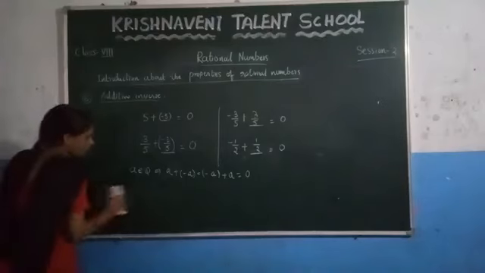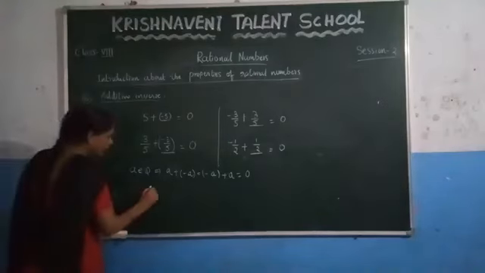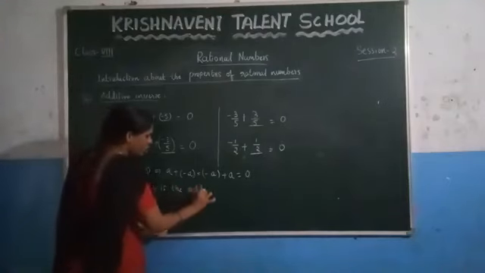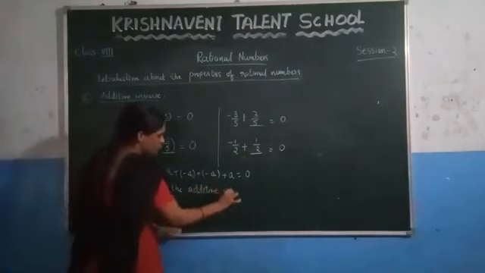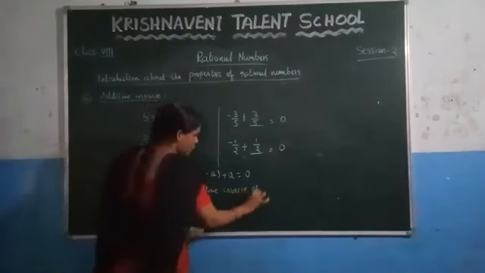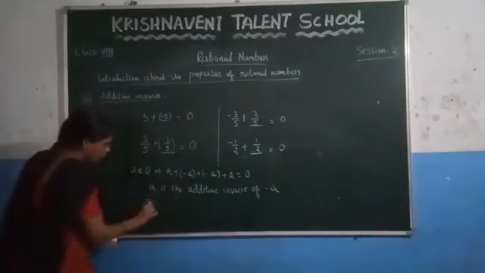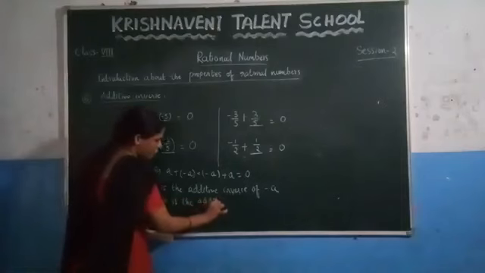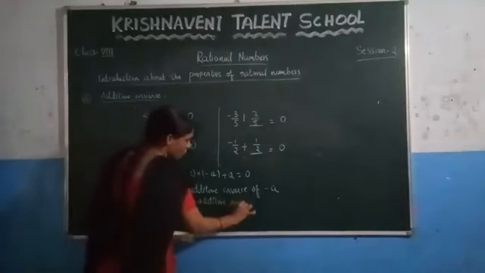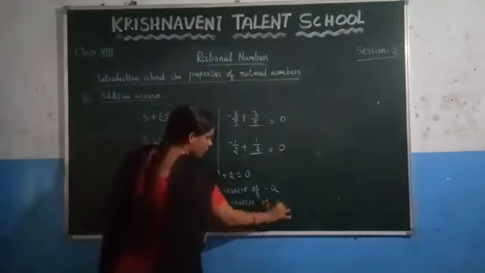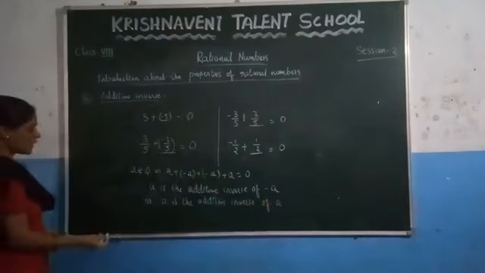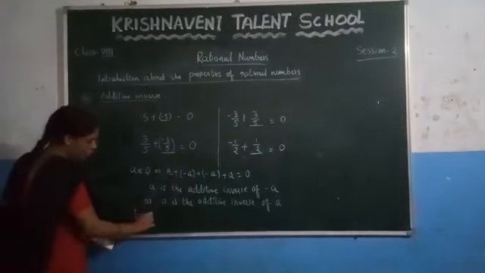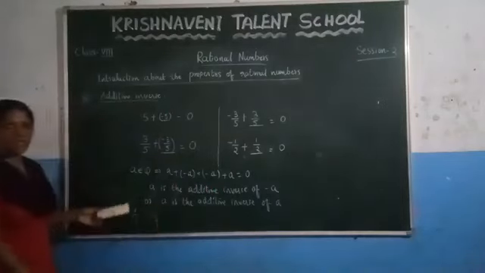And here, how do you write this one? A is the additive inverse of minus A, or we can write minus A is the additive inverse of A. Like that you can mention. Here they will ask what is the additive inverse of 1 by 9. Then you can say that the additive inverse of 1 by 9 is minus 1 by 9. And like this you can solve.